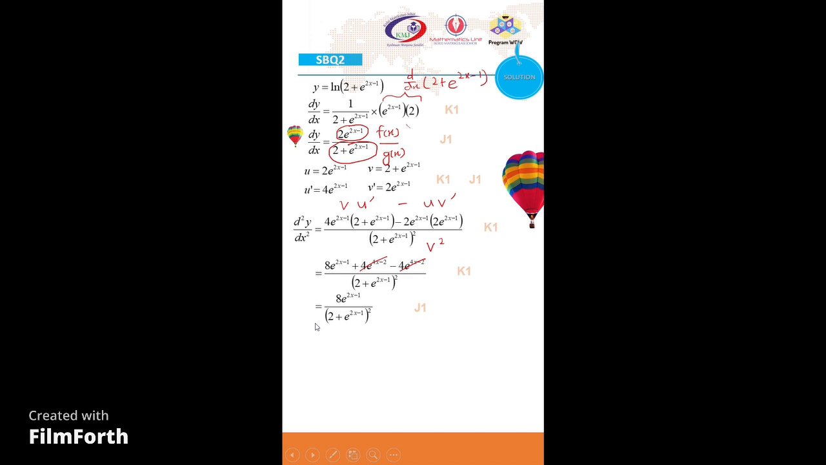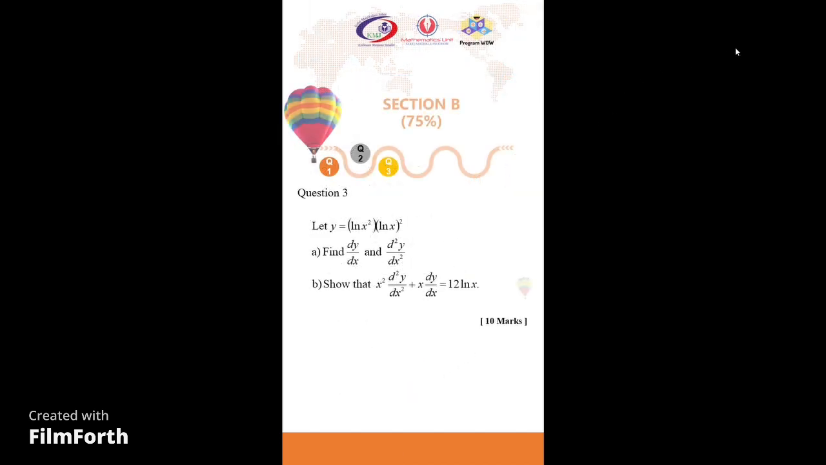And then to find the value of your second derivative when x equal to 0, you just substitute x with 0 into your second derivative. Okay, then you get the value, and then you will get the final mark. Proceed to question number 3. You are given a function y. A, you need to find the first and second derivative, and then B, you need to show that the left hand side is equal to the right hand side.